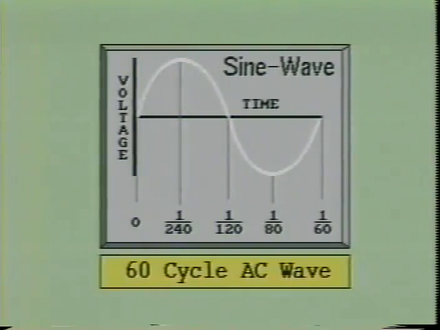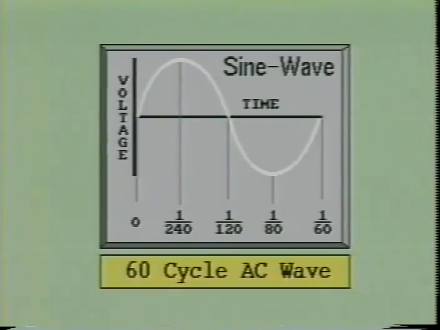Here we see a graph of a sine wave. The voltage is plotted on a vertical axis and the time in seconds is plotted on a horizontal axis. As you see, the voltage is changing in both magnitude and direction, so it fits the definition of alternating current. Let's examine this graph of the AC voltage. At 0 time, the voltage is 0.